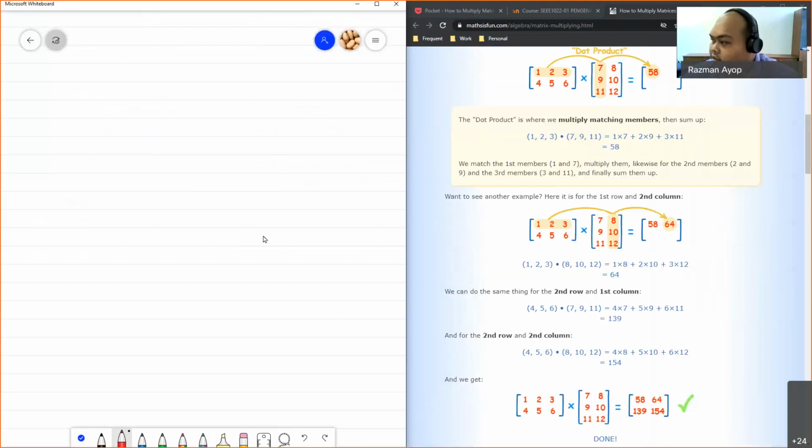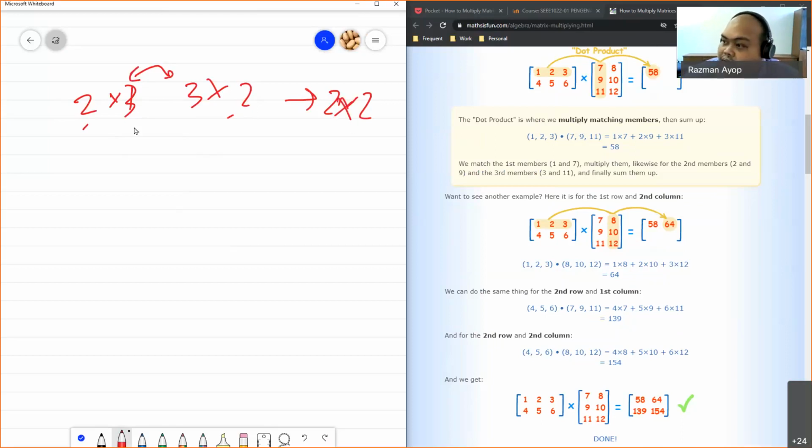Okay. For this matrix, you can see that this one is 2 multiplied by 3. So a 2 multiplied by 3 matrix. And the second one is a 3 multiplied by 2 matrix. So this is compatible because this one is the same. As a result, you will get a 2 multiplied by 2 matrix. So try to remember back what you have learned about matrices.